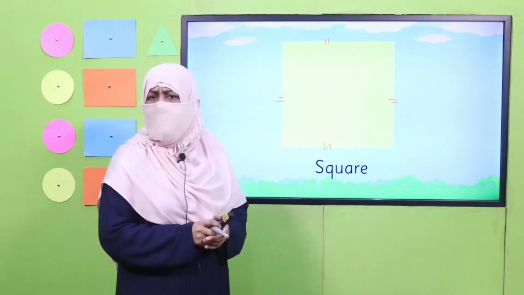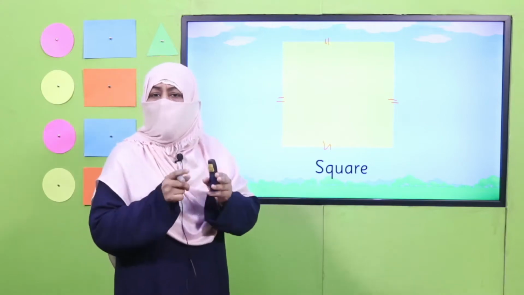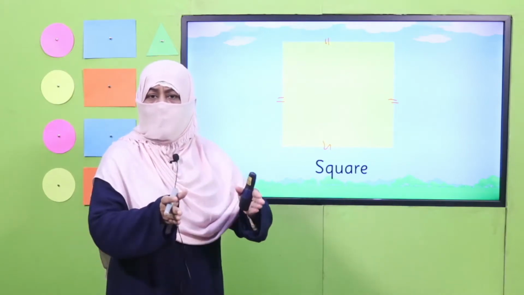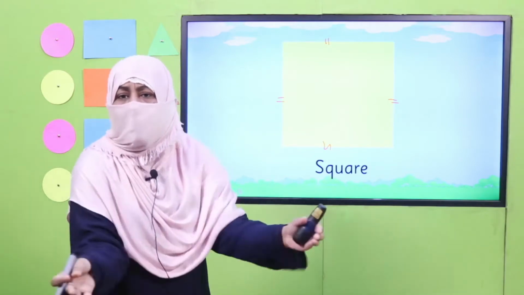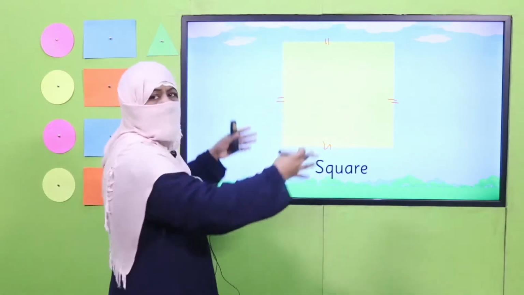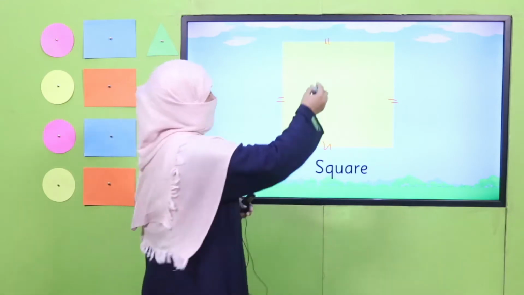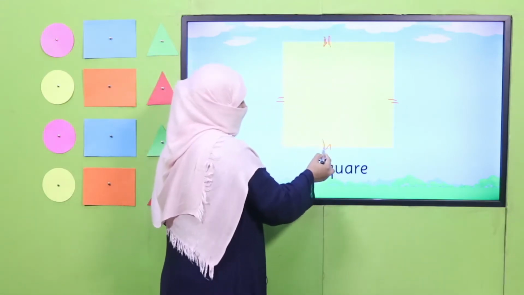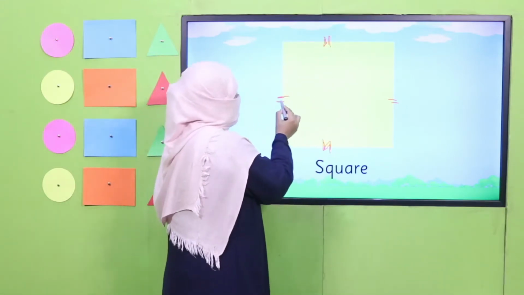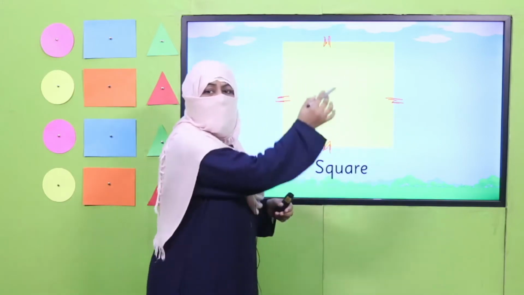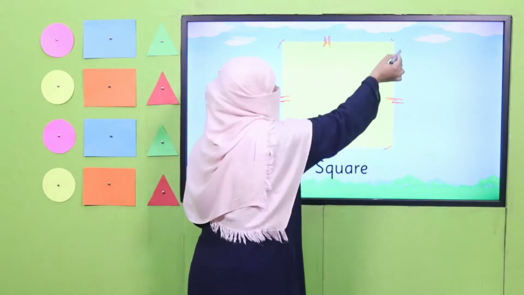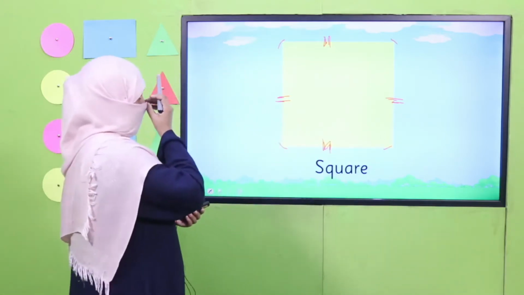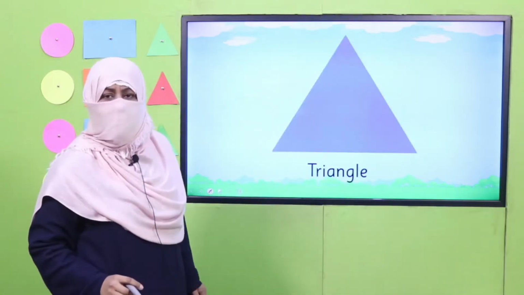Do you understand the concept of parallel? Parallel means two lines, they move together but they don't touch each other at any point. If we keep on extending these lines, they will not touch each other. That's why these two lines are parallel and these two lines are parallel. So it has four sides and four corners. This is square.